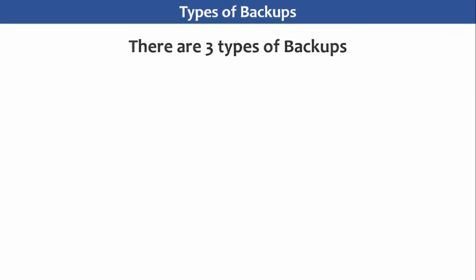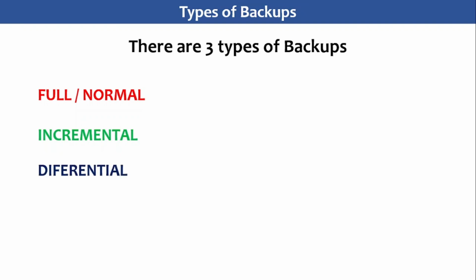There are 3 prominently used backup types in the enterprise, namely normal or full backup, incremental backup, and differential backup. So these are the three prominently used types. There are other types as well, like copy backup and daily backup, but they are very rarely used. These are the three types of backups which are regularly used. So let's understand each and every backup.